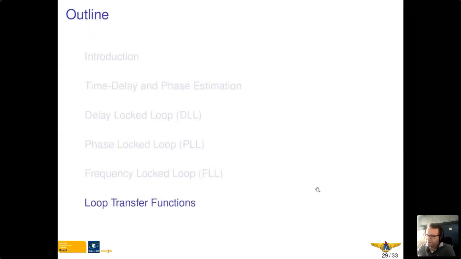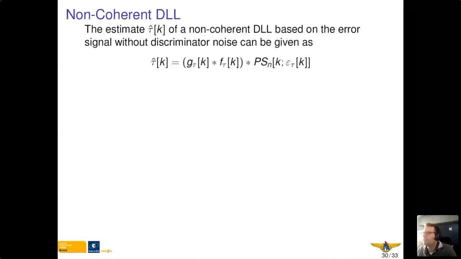Loop transfer functions. These are important, and this is the last thing that I will introduce today. These are important then for our design. We will have a quick derivation of the non-coherent DLL loop transfer function, because we have here the complete formulation.